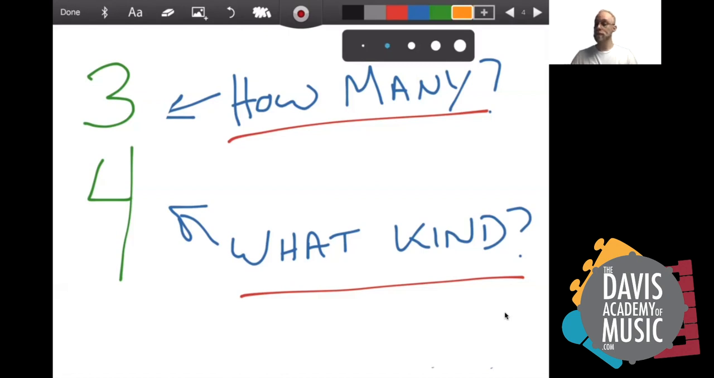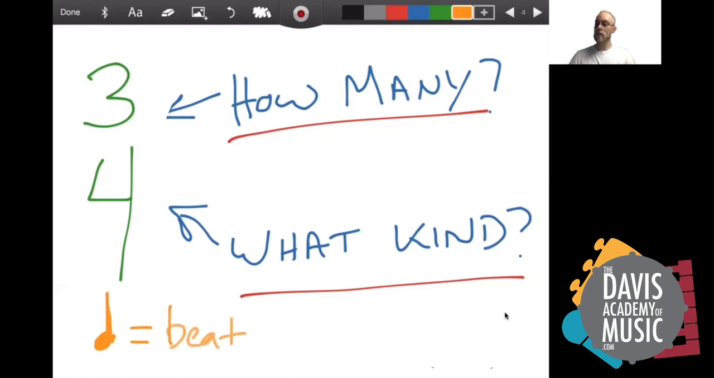The top is how many, which is 3, and the bottom is what kind, and in this case it's still a quarter note, because 4 is always going to represent a quarter note, and that quarter note is going to be what gets the beat. So in this measure, we would have to have 3 quarter notes, or something that makes up 3 quarter notes. So it could be 3, or it could be 6 eighth notes, it could be a dotted half note. There's other combinations as well, but it has to add up to 3 ultimately.